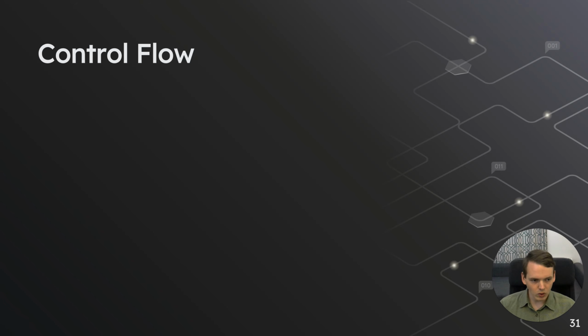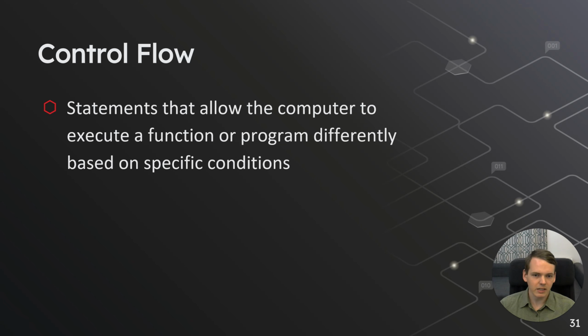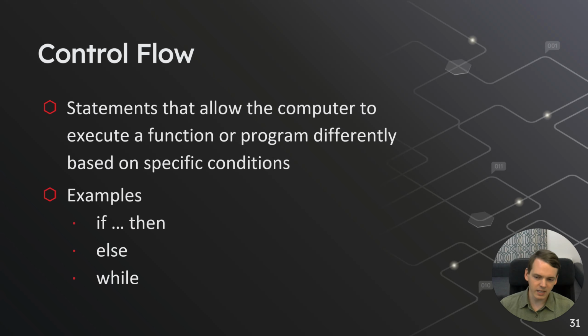Next, I want to talk about control flow. These are statements that allow the computer to execute a function or program differently depending on specific situations. So the examples should make this clear. At some point in your program, you might say, if this is true, then do these steps. If this isn't true, do these other steps. And that's what an else statement is. So you might come to a fork in the road and you say, if it's a student working on the computer, send them to this website. If it's a teacher working on the computer, send them to that website.